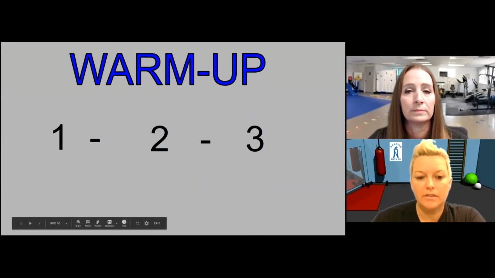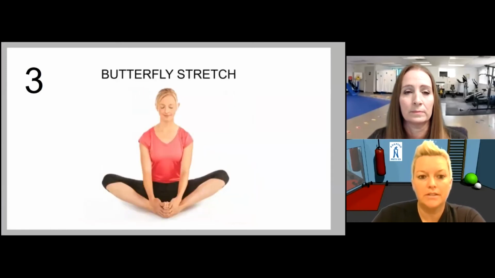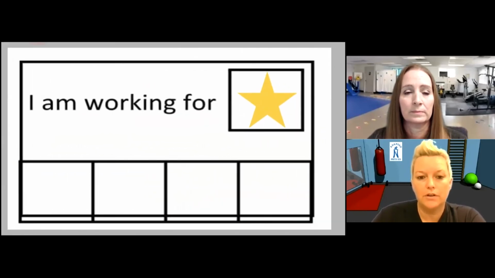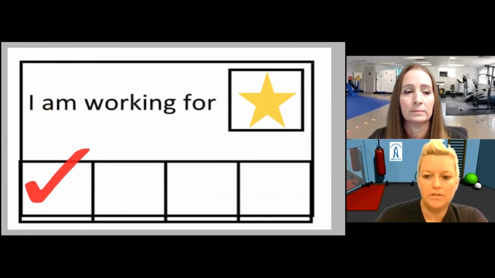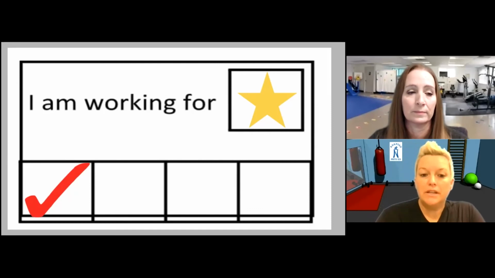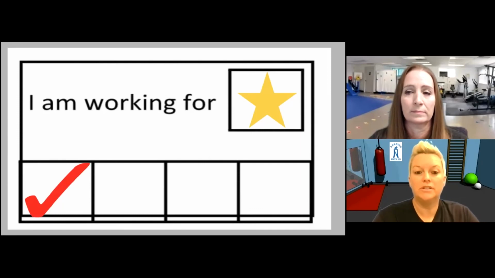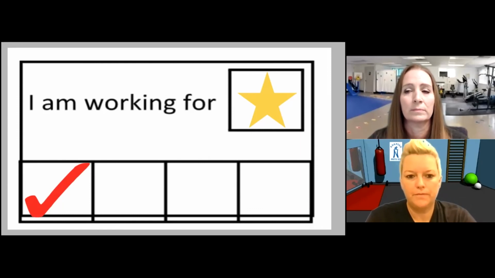And I put warm up 1, 2, 3, so they know we're going to do 3 warm up exercises before they get that first check mark. The star represents their choice on this one. This is for a student that may just need some redirection visually, not necessarily a more intense card. The first then card and the I'm working for card are smaller cards, easier to handle.